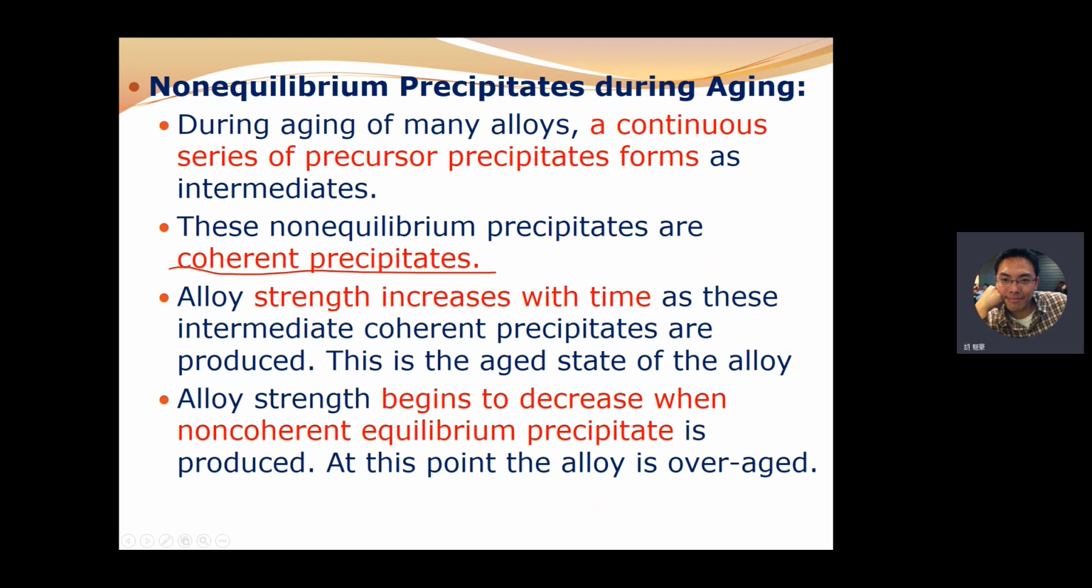Therefore, as I already mentioned, aging is limited. For aging, you have to figure out the optimum process. It does not mean a longer time is better. If the aging is too long, non-coherent precipitates form and the strength decreases.